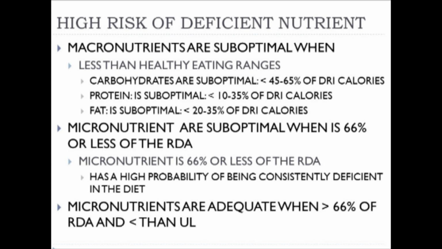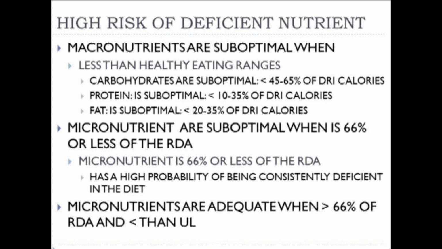Now let's take a look at the micronutrients. The probability approach developed by George Beaton from the University of Toronto explains that when the micronutrient intake of an individual is less than 66% of the RDA, it increases the risk of micronutrient deficiency.